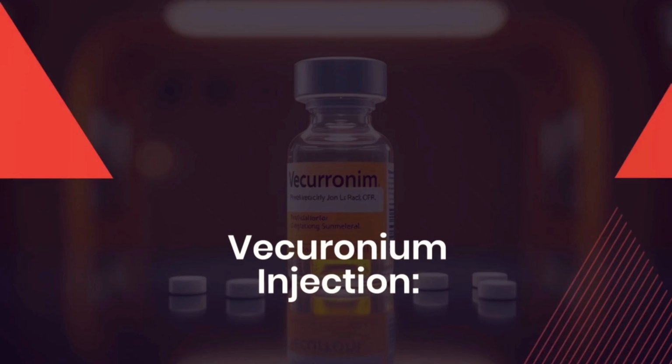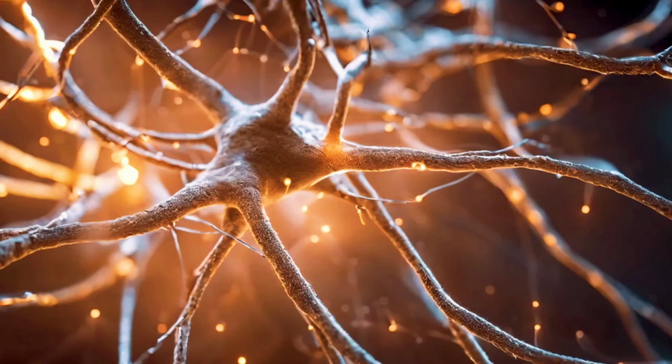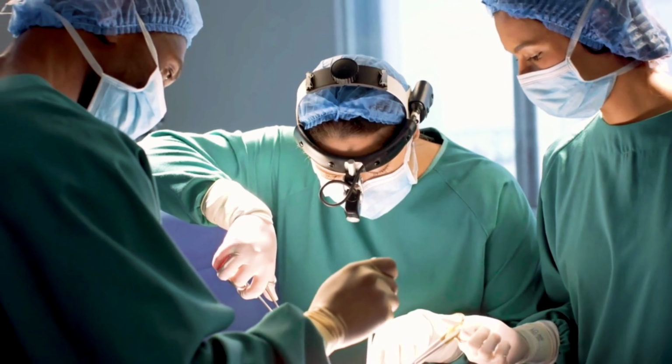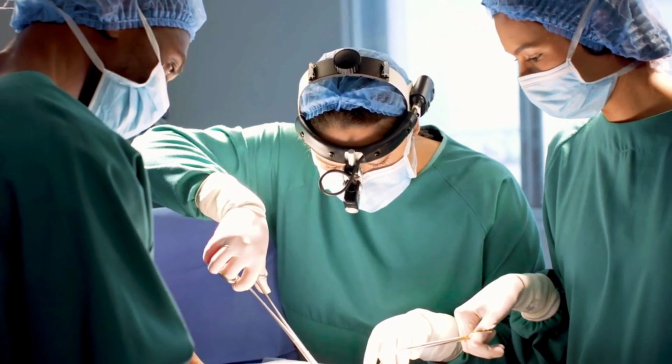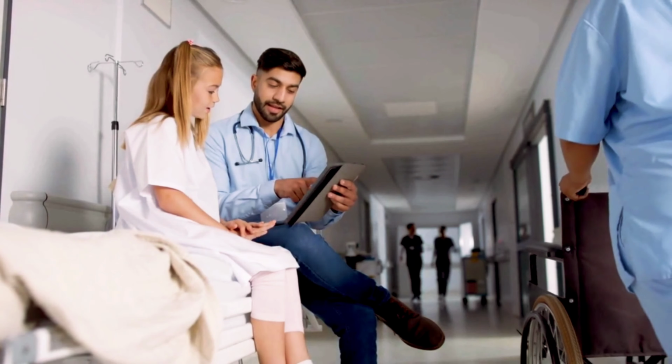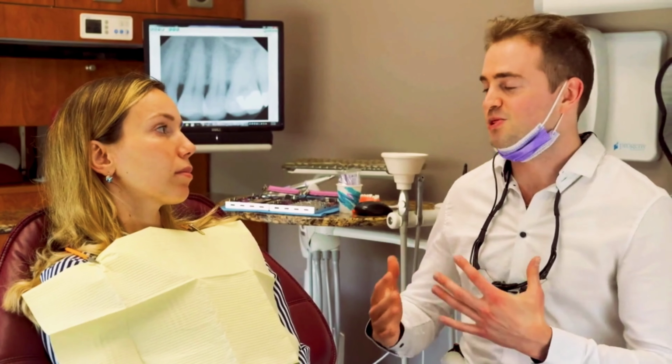Today, we're exploring Vecuronium Injection, a critical neuromuscular blocker used in anesthesia to ensure safe intubation and surgical conditions. In this video, you'll learn about its uses, dosing strategies, mechanism, potential side effects, and essential advice to enhance patient safety. Stay engaged with us.